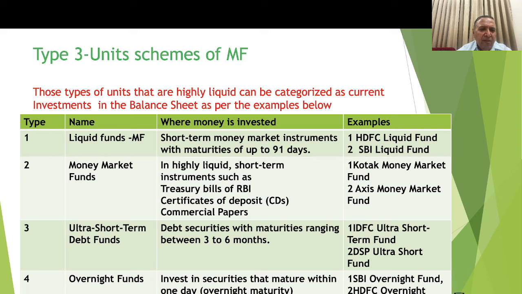Ultra short-term deposits are debt securities with a maturity of 3 to 6 months. Examples are IDFC short-term fund and DSP ultra short fund. Overnight funds. Here the money is invested in the securities that mature within 1 day or overnight, and the examples are SBI overnight funds and HDFC overnight funds. So there are 4 types of units of schemes of MF which can be deemed as current investments.